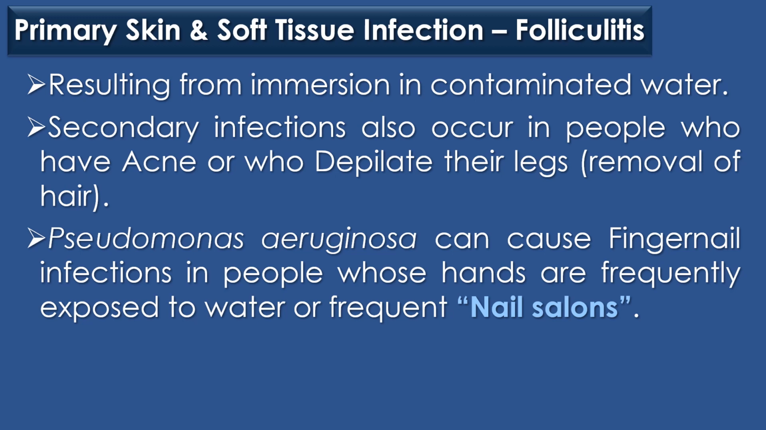Folliculitis. Folliculitis results from immersion in contaminated water, for example hot tubs, whirlpools and swimming pools. A secondary infection with Pseudomonas aeruginosa also occurs in people who have acne or who depilate their legs, that is, remove hairs. And finally, Pseudomonas aeruginosa can cause fingernail infection in people whose hands are frequently exposed to water or who frequent nail salons.